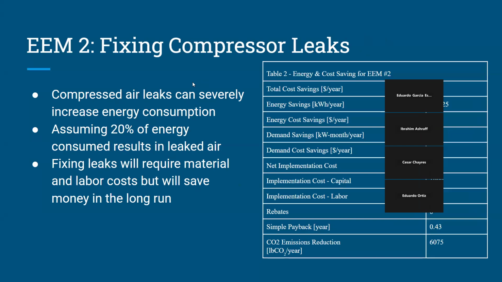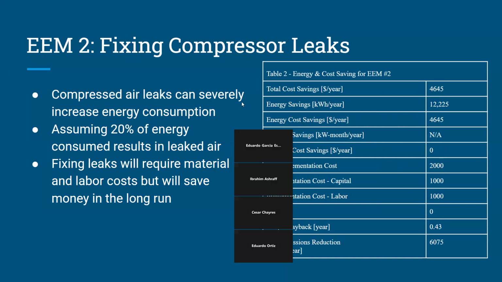Moving on to energy efficiency measure number 2. This is to fix compressor leaks. So the compressor is connected to multiple pipes and tubes which carry compressed air. These tubes and pipes tend to sometimes break and start leaking compressed air. And this means that the compressor will start working harder, essentially consuming more energy, which leads to just leaked air, which doesn't do anything, which doesn't provide any benefits to the manufacturing facility.